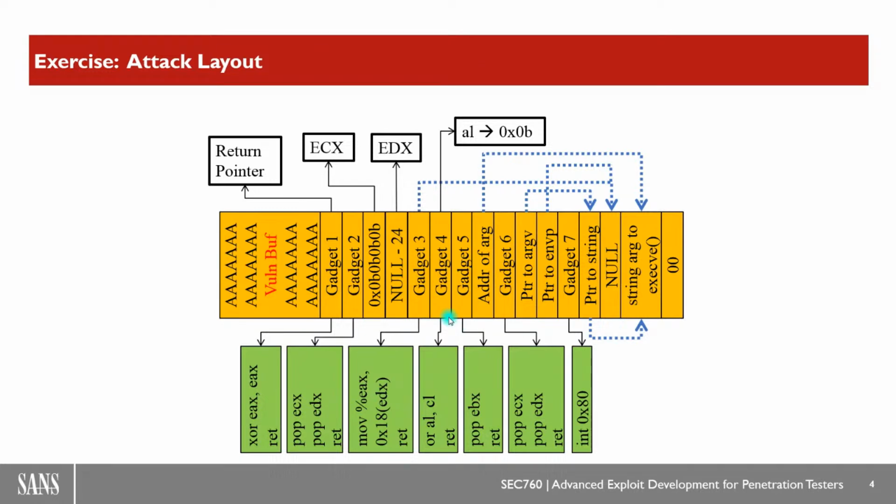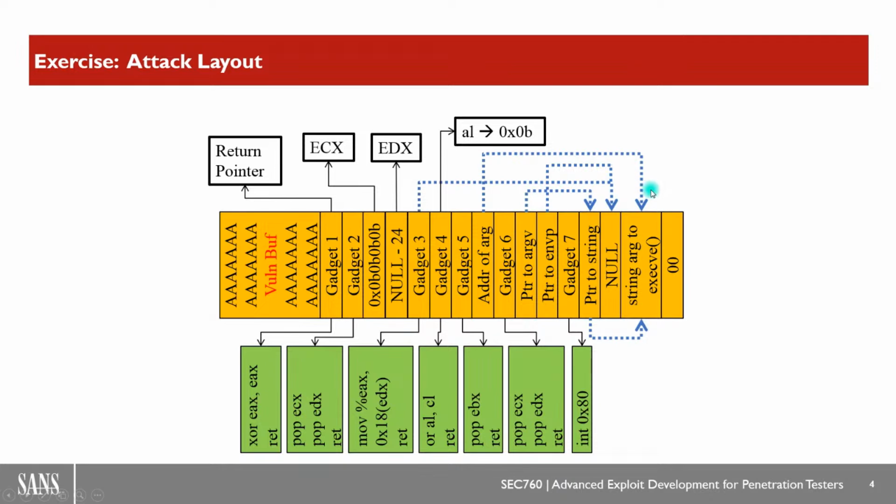After that, we return to gadget number three, which does the writing, and return to gadget number four, which ORs AL with CL. That takes the 0B in the low byte of the count register and puts it into EAX. So EAX will now be 0000000B. 0B is the system call number for execve. Then we return to gadget number five, which pops into EBX the address of our string that we want execve to execute. So we're simply popping into EBX the address of our argument that we want execve to execute.